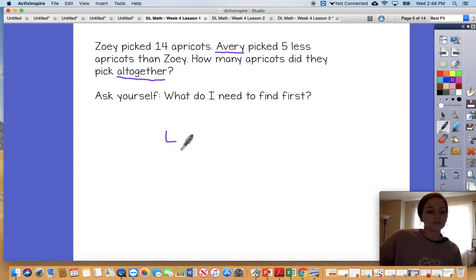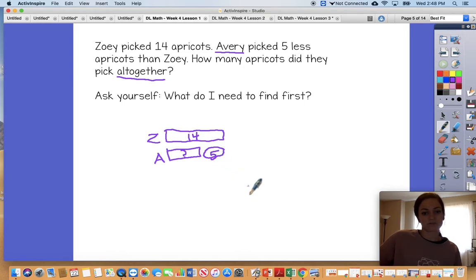So if you wanted to, you could draw comparison bars for this one. Okay, so we drew our comparison bars. We got to decide who has the most. Zoe picked 14. Avery picked 5 less than Zoe. Okay, so Zoe did more, right? If Avery picked less, then Avery would be by the smaller bar, and Zoe would be by the bigger bar. Then I fill in what I know. Zoe picked 14. I don't know how many Avery picked, but I know it was 5 less than Zoe. Okay, and remember we could think of this too as a math mountain.